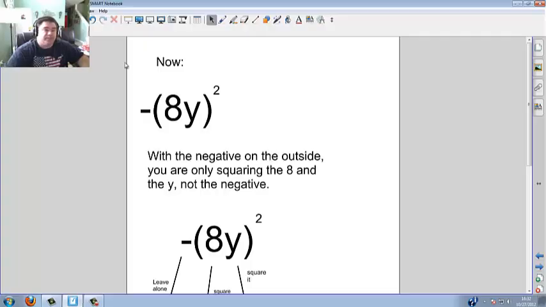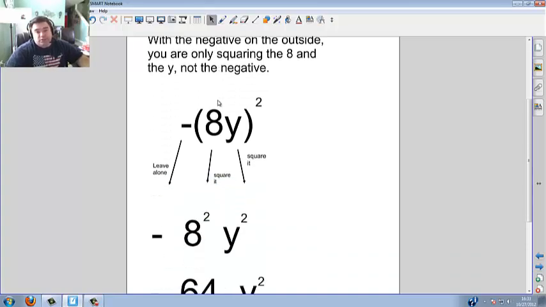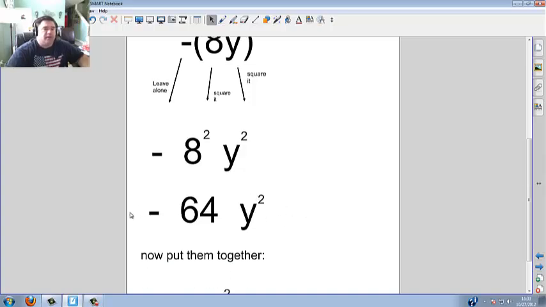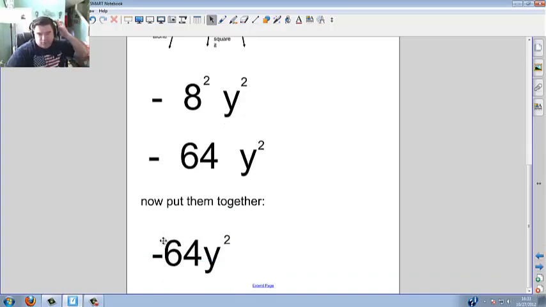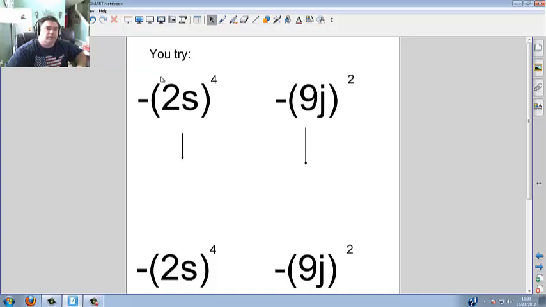And back. In this case here, you do the inside first. The negative must wait its turn. So 8 gets squared first to 64, and y becomes squared to y squared. Then the negative waits and makes it a negative. The negative is not being squared in this case. It has to wait its turn after the squaring work's been done. So we leave this alone. We square this. Okay. Combine them all. Negative 64 y squared. You try.